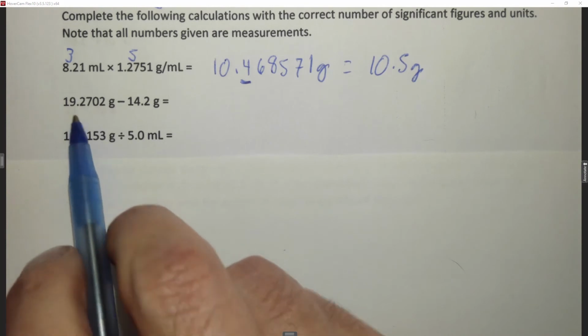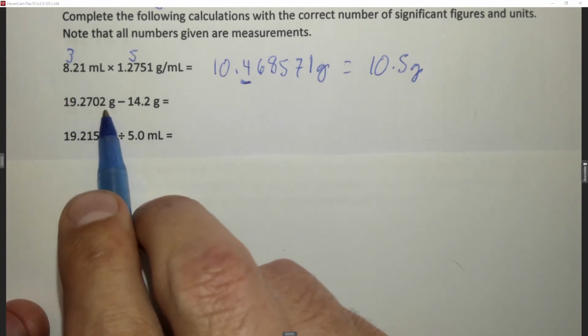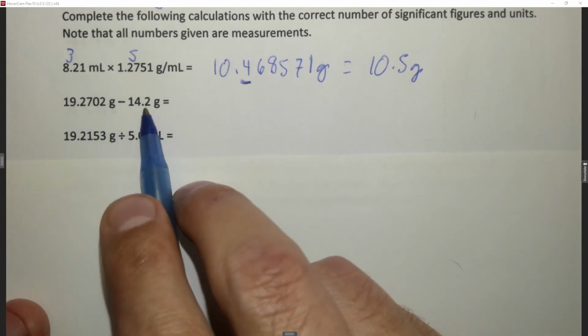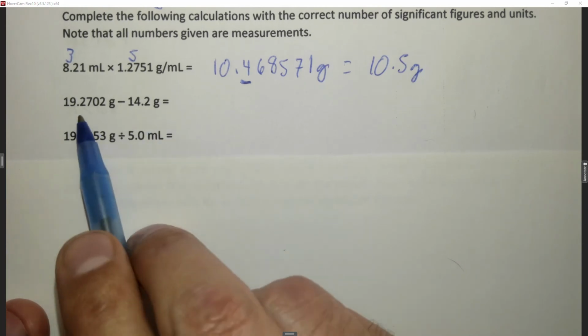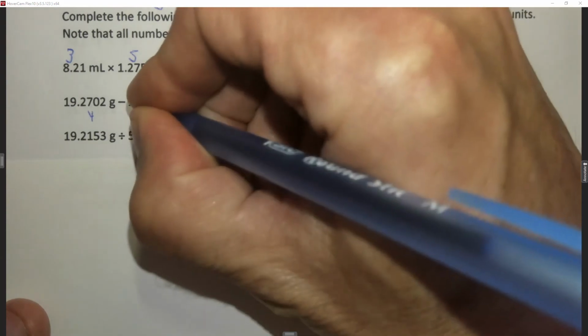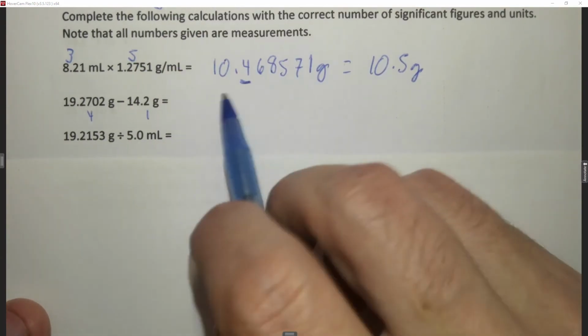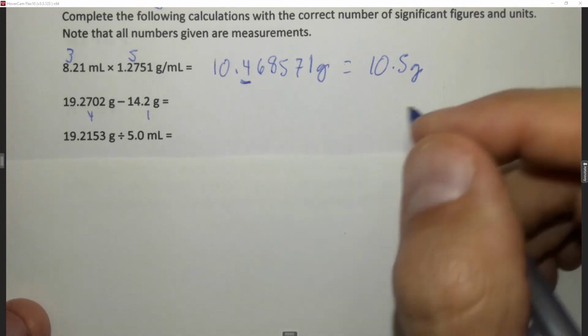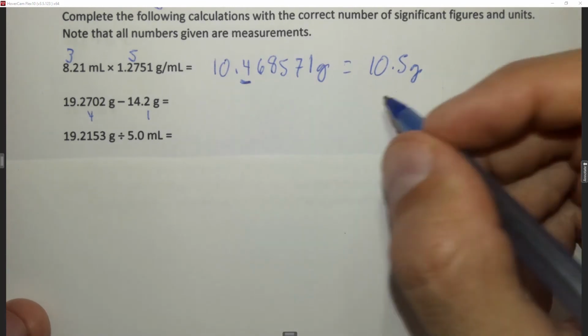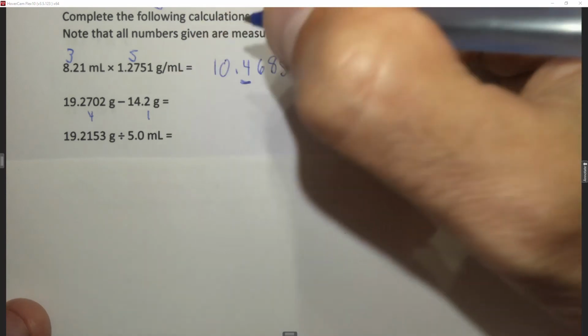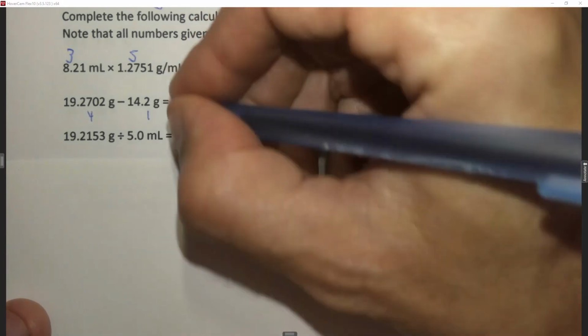So now we need to subtract. So in this case, we have 19.2702 and 14.2. In this case, we care about decimal places. This has 4 decimal places, and this has 1 decimal place. So our answer should have 1. So I'm going to write what the calculator says. Normally you would write down what the calculator says. You just look at the calculator and then round. But I'm going to write down what the calculator says so I don't have to pull out the calculator and show you.